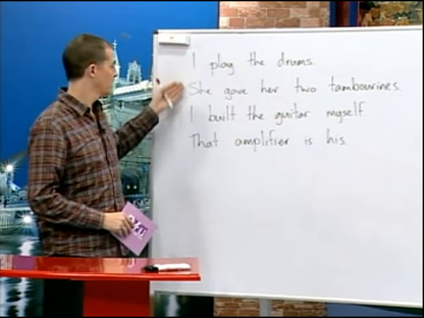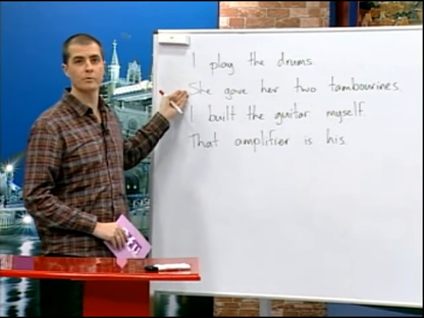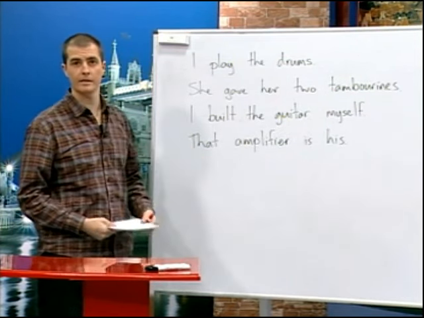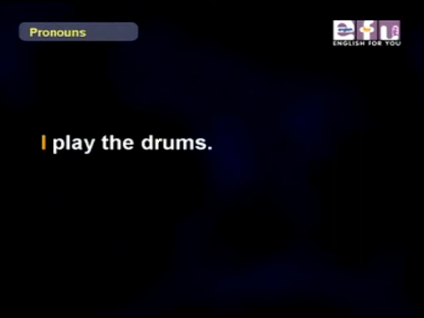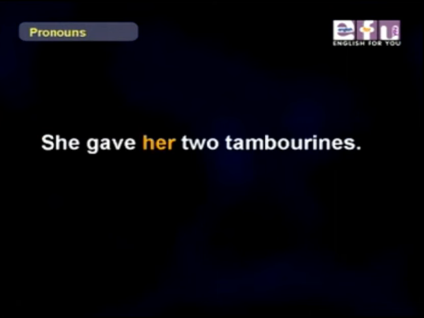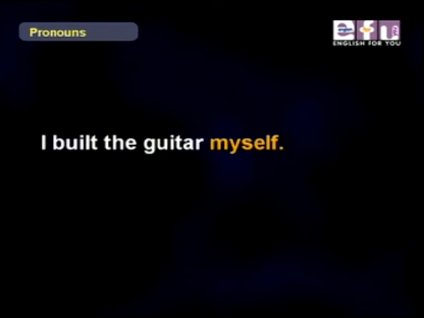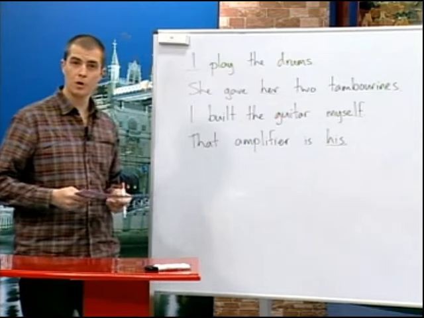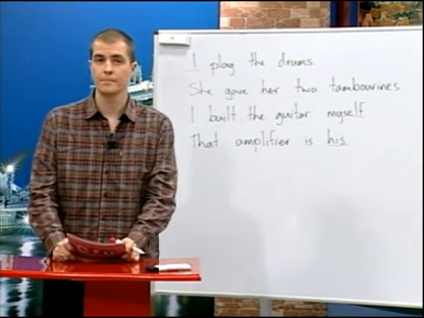I play the drums. She gave her two tambourines. I built the guitar myself. That amplifier is his. In the first sentence, I is a pronoun. In the second sentence, her is a pronoun, also she. In the third sentence, myself is a pronoun, and of course I. In the last sentence, his is the pronoun.